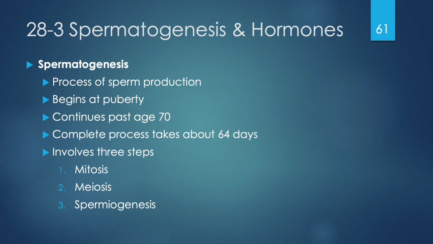Spermatogenesis is the process by which sperm are produced. It starts around puberty and then continues past age 70. Interestingly, what this means is that men have the opportunity to reproduce well into their 70s, whereas women typically will lose their reproductive potential at menopause, which occurs sometime around the 40s or 50s and sometimes even the 60s. This complete process of spermatogenesis will take about 64 days and includes three important steps. The first is mitosis, the second is meiosis, and this finally will result in spermiogenesis, which is the production of sperm.